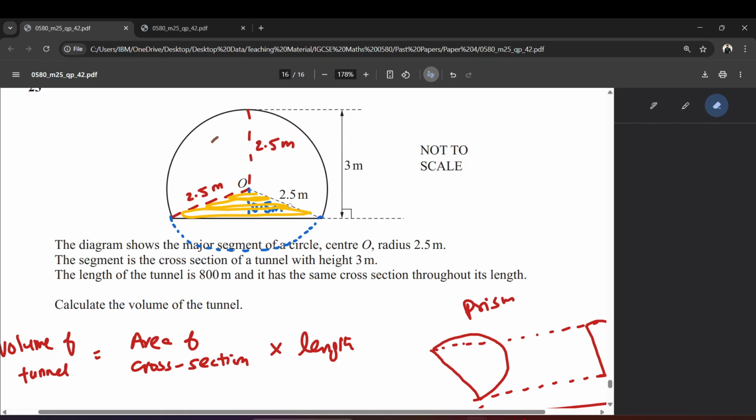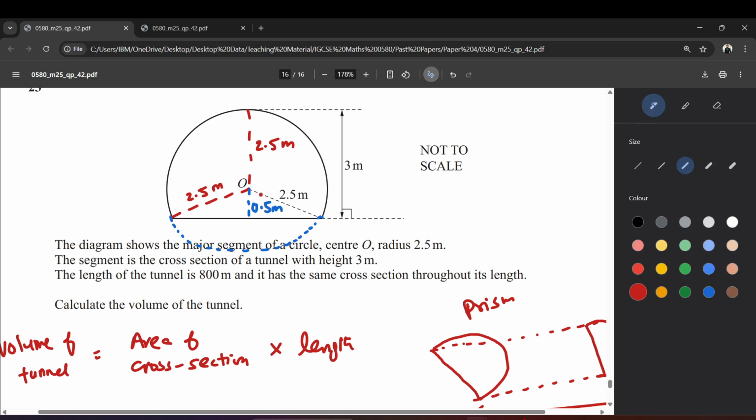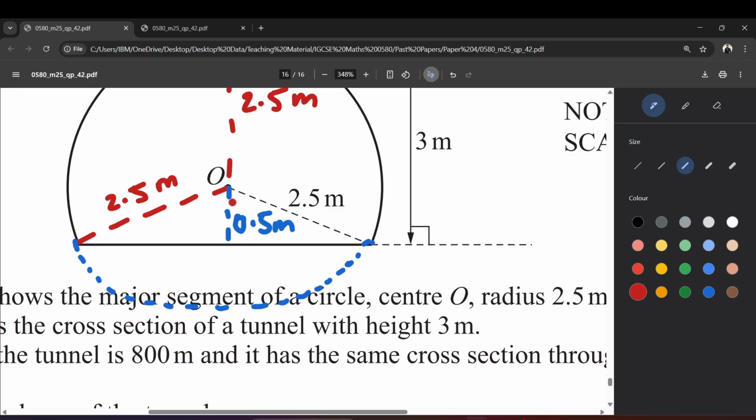So the first step would be to find the angle at the center. Let's see how we can do that. If you notice, this is a triangle, and within this triangle, this is a right angle triangle. I know this length, I know this length, so this is the hypotenuse, and I need to find this angle. This is the required angle. This is your adjacent, this is your hypotenuse, so I can use cos theta for this purpose. Let me say that this angle is x.